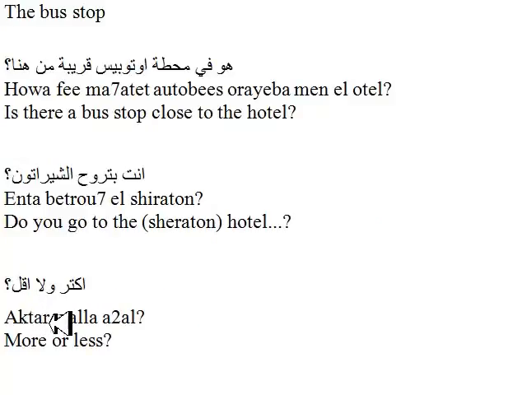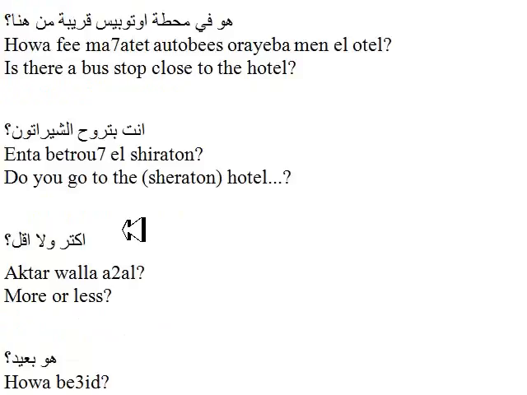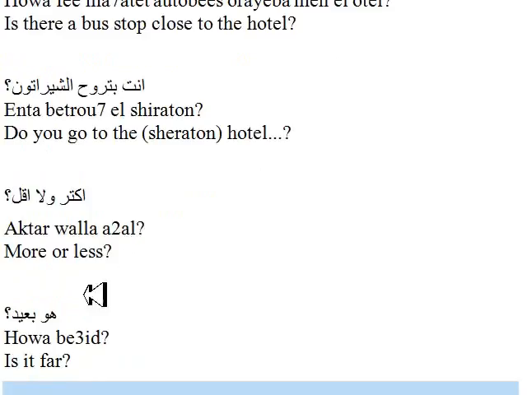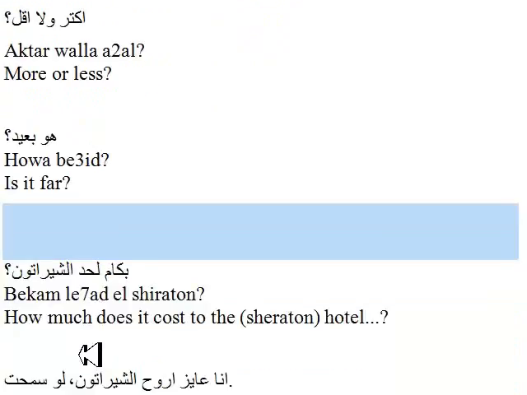أكتر ولا أقل means if you are going to ask about his fare, like is it more or less. About the distance: is it far? هو بعيد. Is it far? And of course the opposite of far will be قريب.